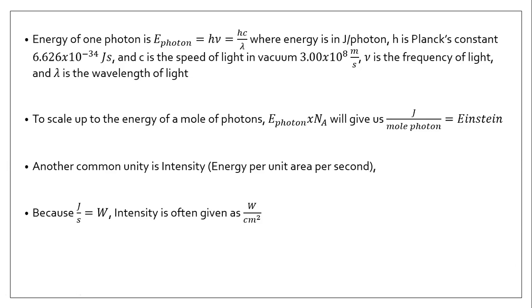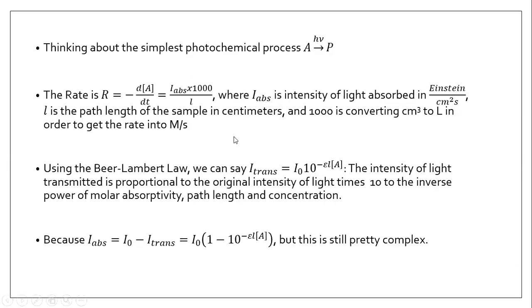Another common unit is intensity, which is energy per unit area per second. So you're looking at energy delivered to a square unit per second. And because joules per second is a watt, intensity is often given as watts per centimeter squared. So how many watts of energy can be delivered to this little square, this patch of surface.